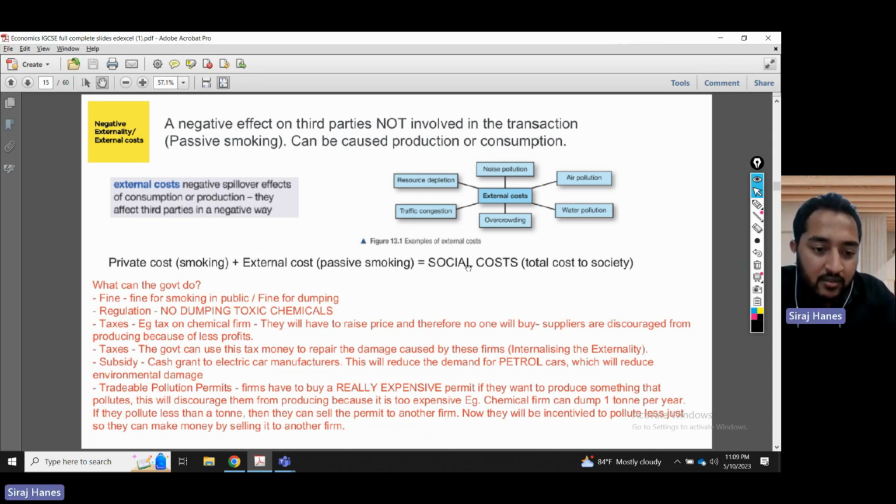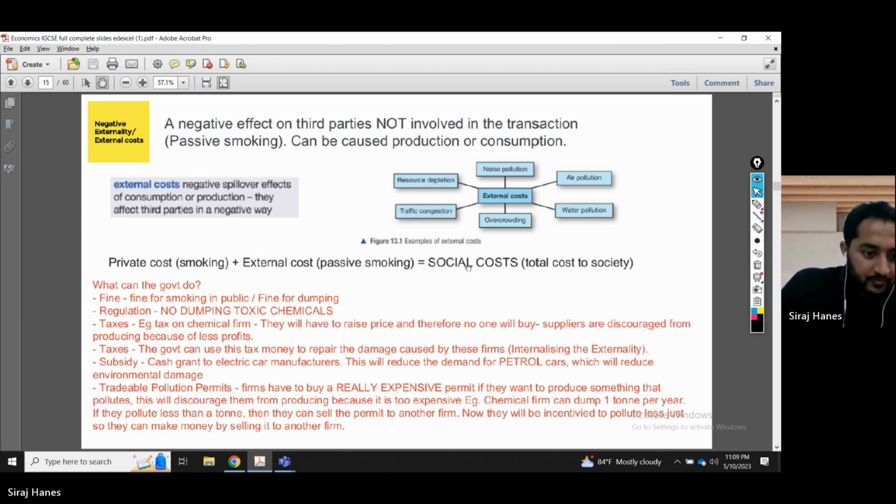The government can fine: no smoking in public, fine for throwing cigarette butts, fine for dumping chemicals in the river. Regulation, no dumping toxic chemicals. Taxes, put a massive tax on a chemical firm or a cigarette firm so that they can't make much profits. They'll have to raise price. Consumers will stop buying. Or when they get this tax money from cigarettes, use it to go and cure, I don't know, cancer or whatever these cigarettes have caused.